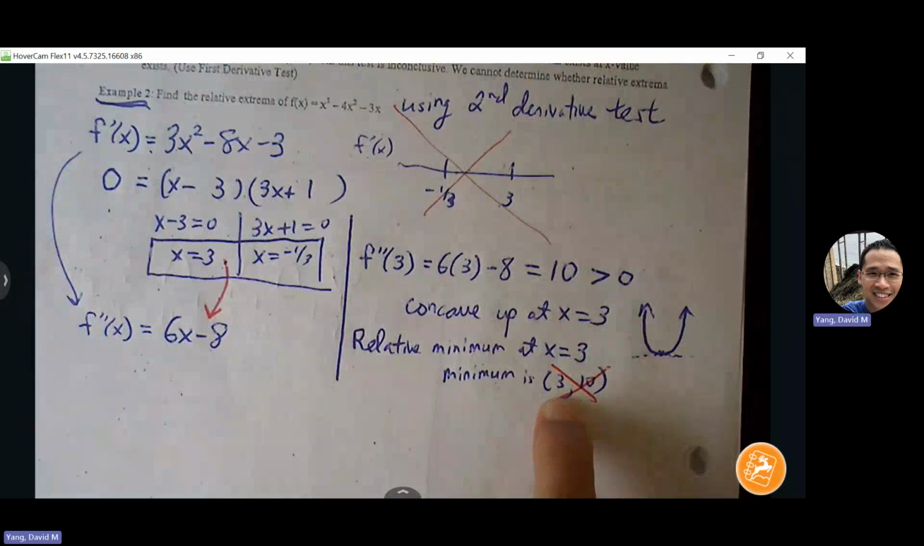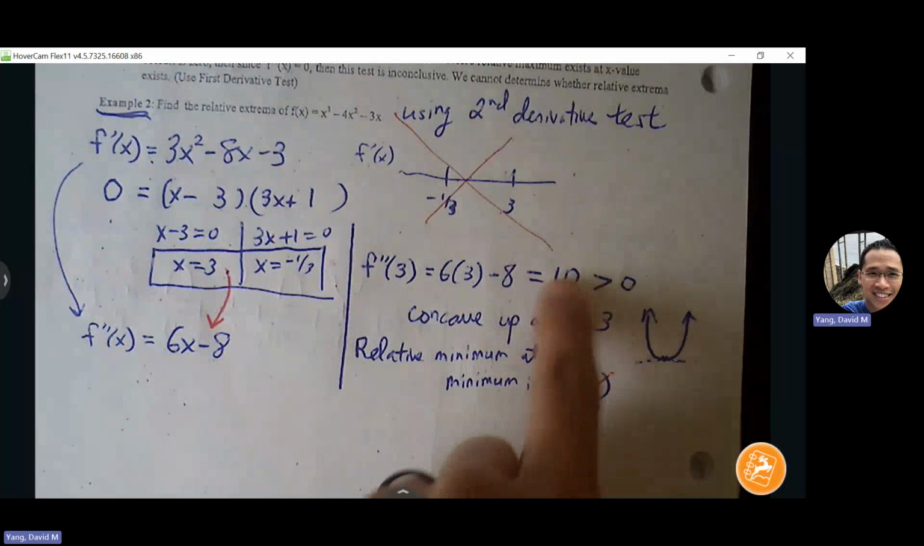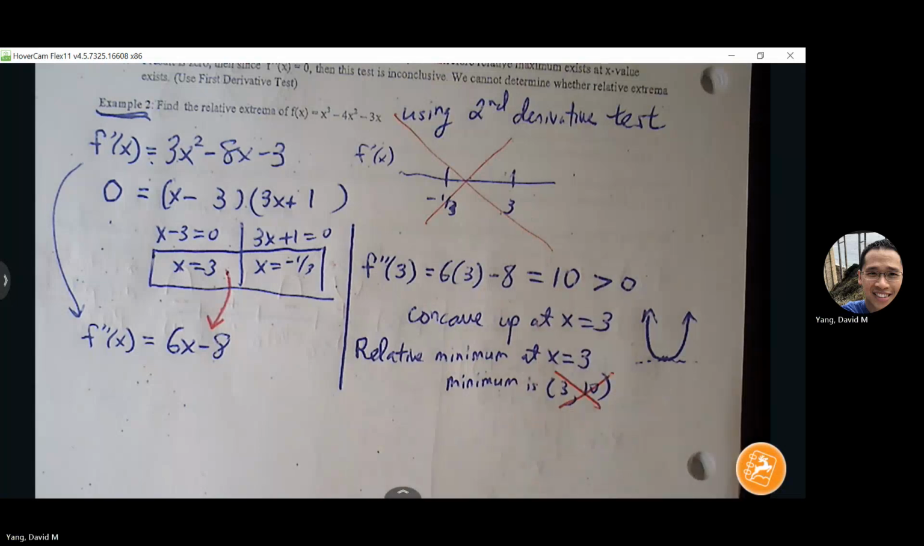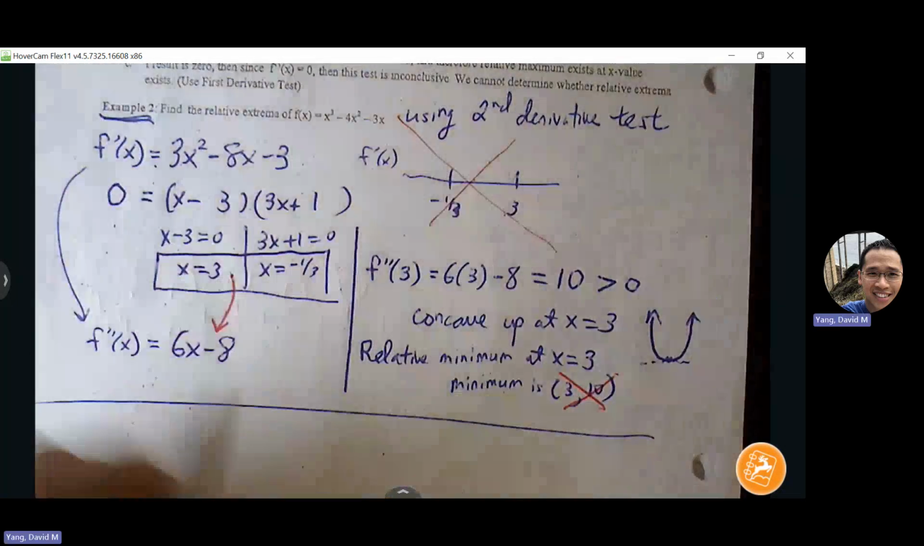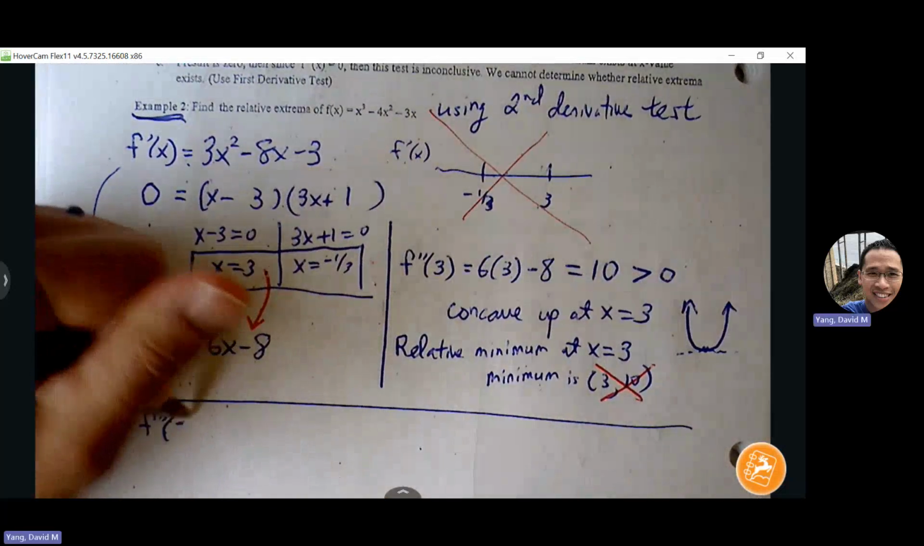If you want to find the full ordered pair, you've got to plug 3 back into the original, right? So 3, 10. The 10, we're not going to use this number. Do not use that number except to tell whether it's positive or negative. Okay. Next up, my next candidate is at negative 1/3. So f double prime of negative 1/3.